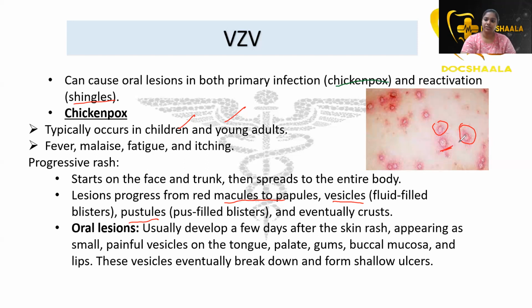So then oral lesions. Did you ever get oral lesions while having chickenpox? You might have got it, but you don't remember, right? They usually develop a few days after the skin rash. They appear as small painful vesicles on the tongue, palate, gums, buccal mucosa, and even on the lips. These vesicles eventually break down and form shallow ulcers. Okay. So these are the main important clinical findings and oral findings in chickenpox.